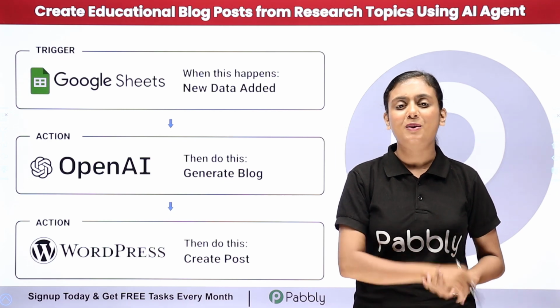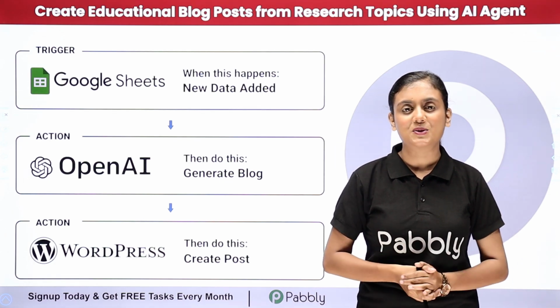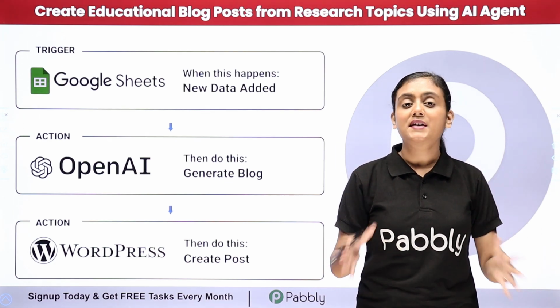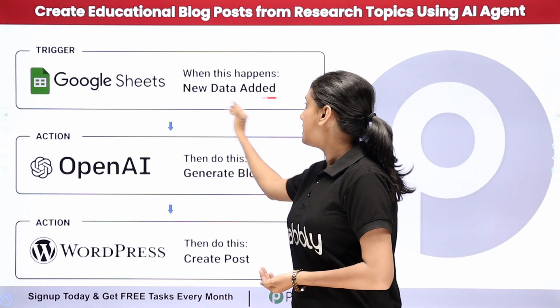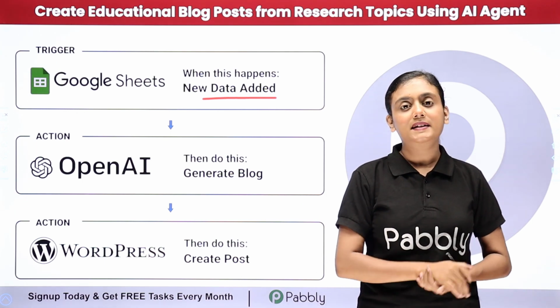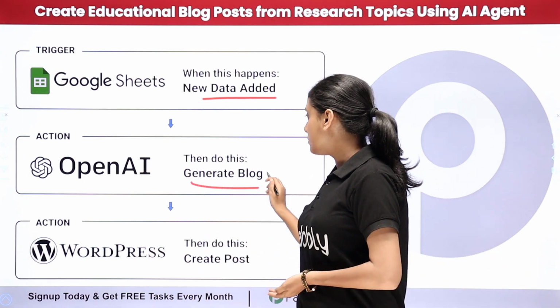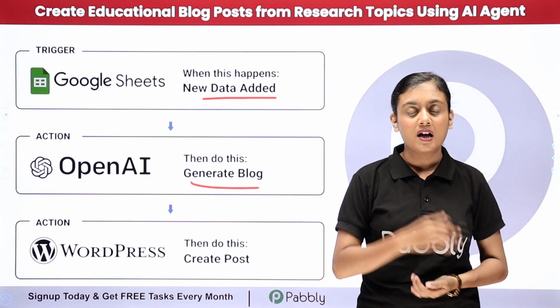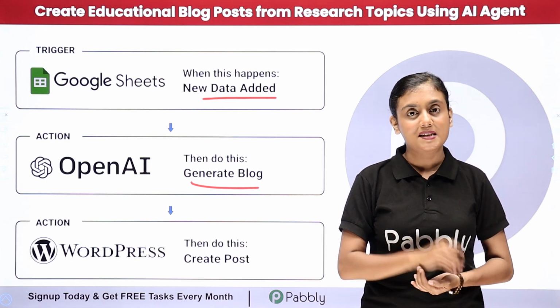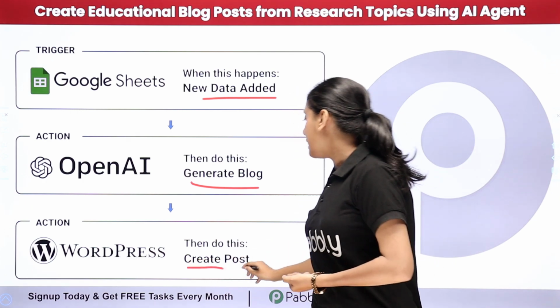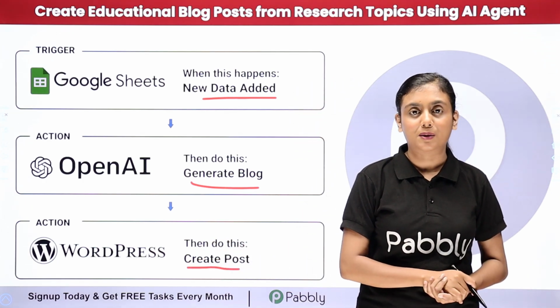So to solve this problem, I have created an AI agent using Pabbly Connect. Now as soon as I enter the data of the new research topic with other details in my Google Sheets, automatically using all the details, an AI agent is going to generate the educational blog. As the blog is generated, I want to post it on my WordPress site. This AI agent is going to do that for me, creating the post on my WordPress site.